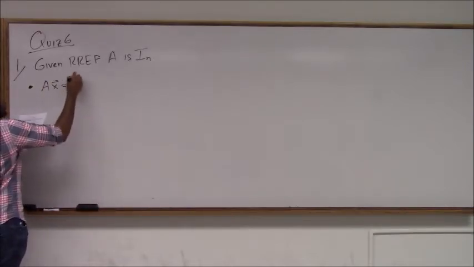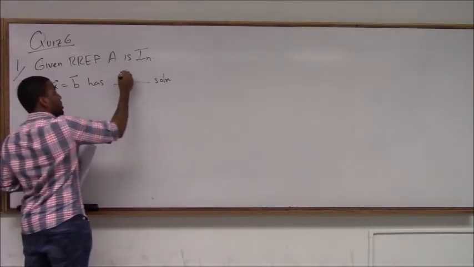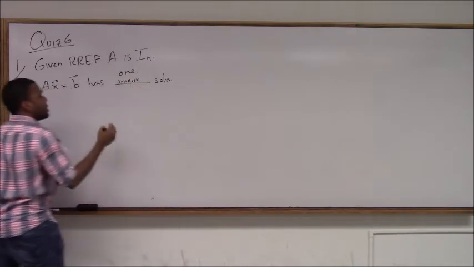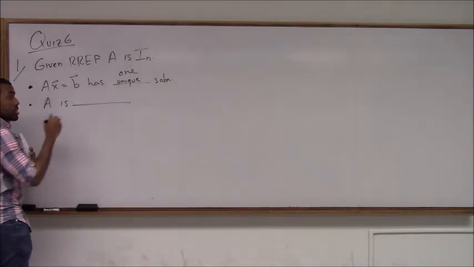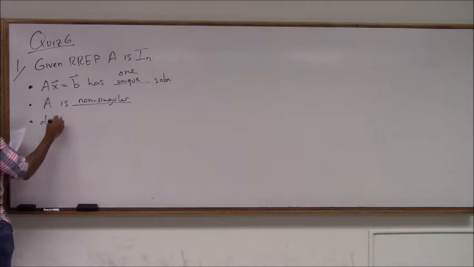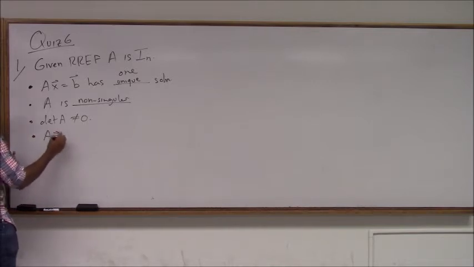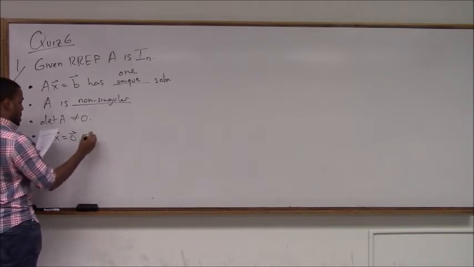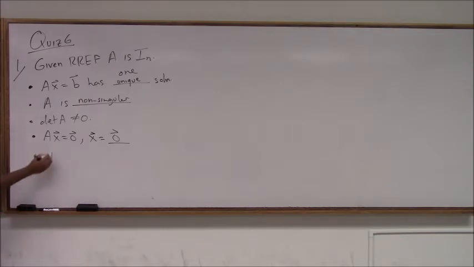What does that tell you about Ax equals b? What does that tell you about the solutions? It has one solution, a unique solution. What does that tell you about whether A is singular or non-singular? Non-singular. What does that tell you about the determinant of A? It's not equal to zero. If AX equals zero, then that means your X is equal to the zero vector. What does it tell you about A inverse? It has to exist.